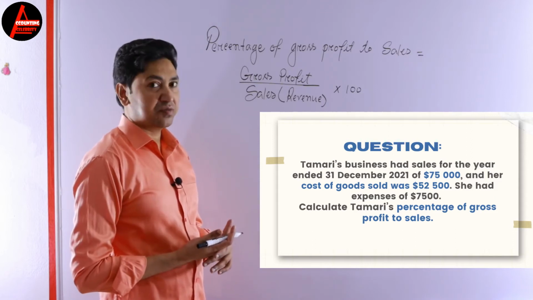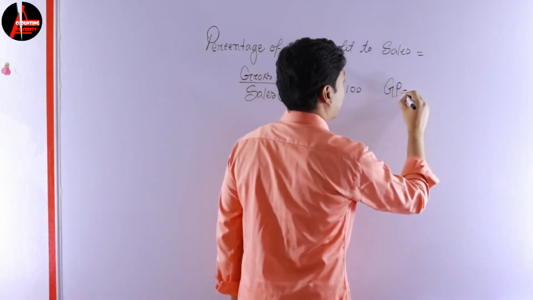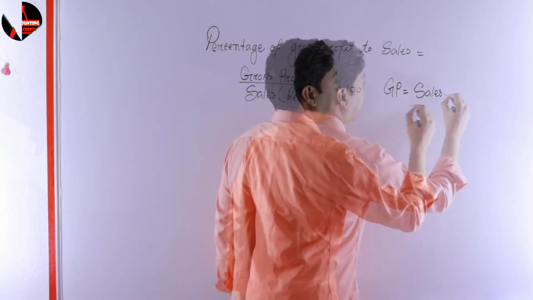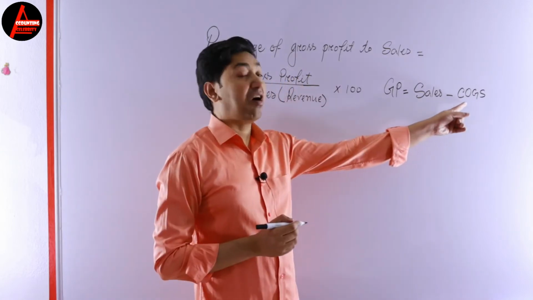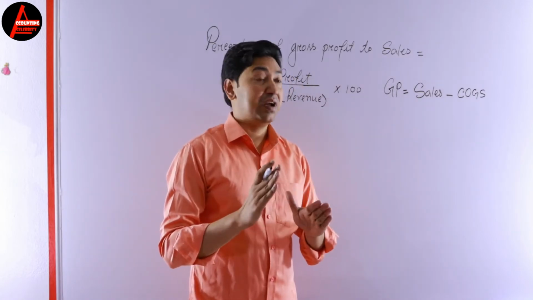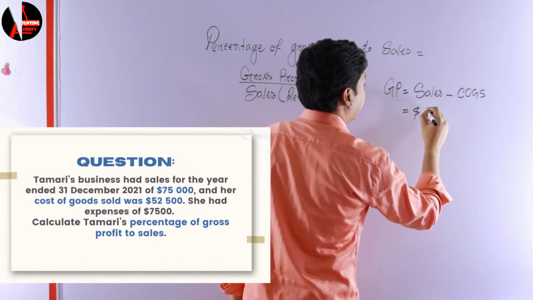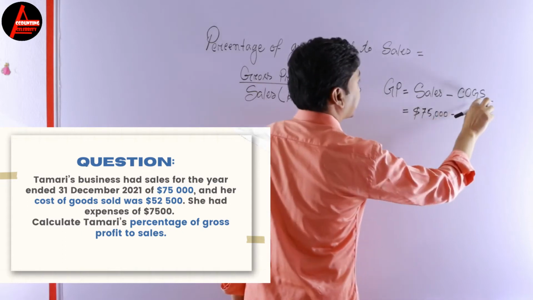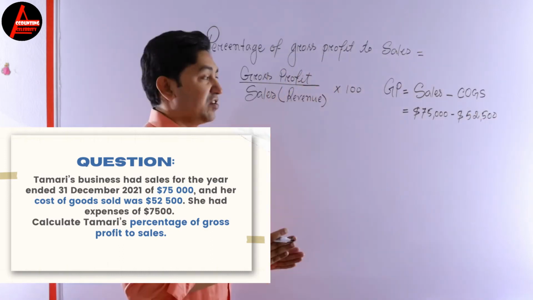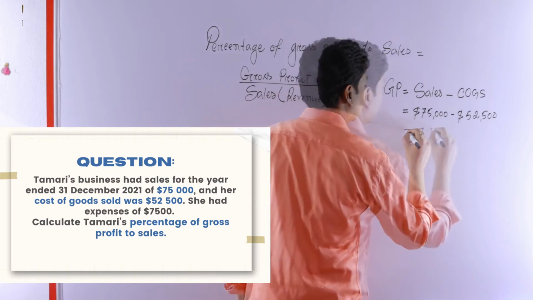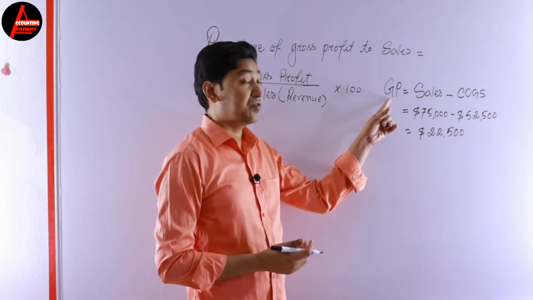So first of all we need to calculate our gross profit. So how to calculate gross profit? Okay, we know gross profit, GP, equal to sales revenue minus cost of goods sold. Okay, or you can say cost of sales. Cost of sales and cost of goods sold, similar terms. Okay, now here what is our sales in the question? It is $75,000. Okay, our cost of goods sold is given, which is $52,500. Yeah, so now if we subtract we get $22,500. So this is our gross profit.